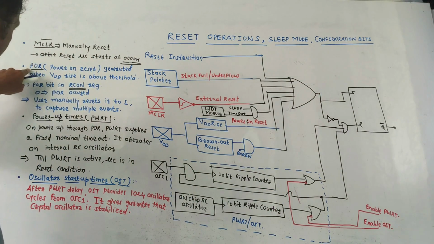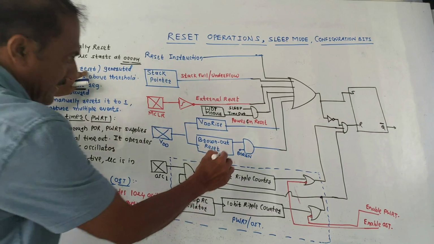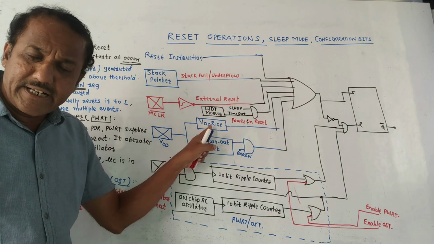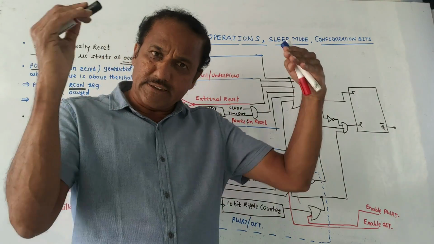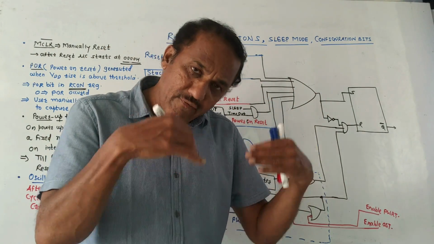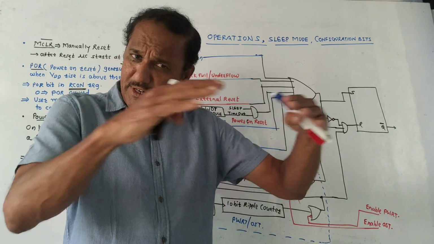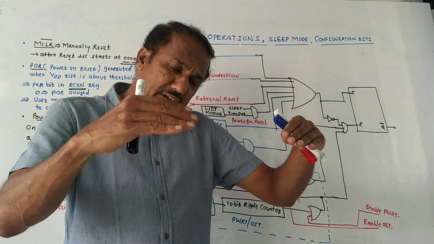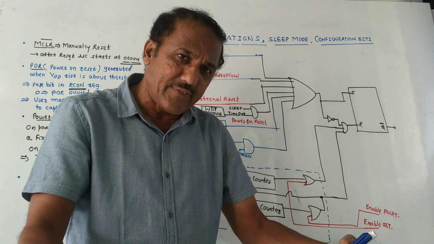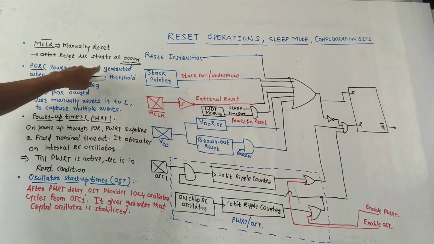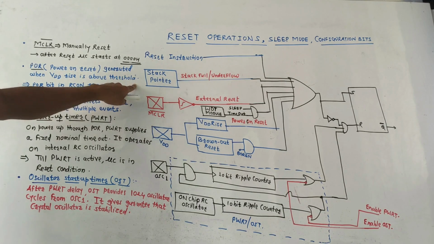Next is POR, that is power on reset. I'm talking about this point. It is related to VDD rise. VDD is the supply voltage given to the microcontroller. There is some threshold level, some reference level. If VDD crosses that reference level, then resetting should be done. So power on reset is generated when VDD rises above the threshold level.